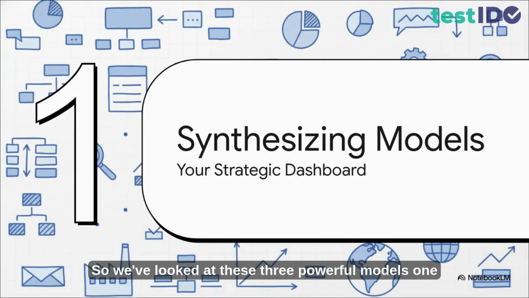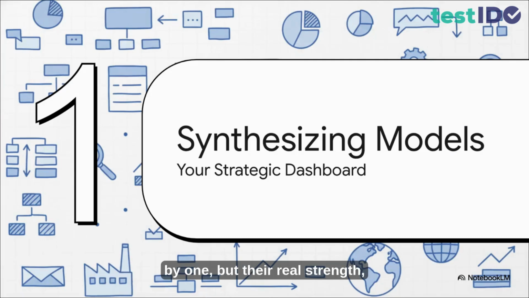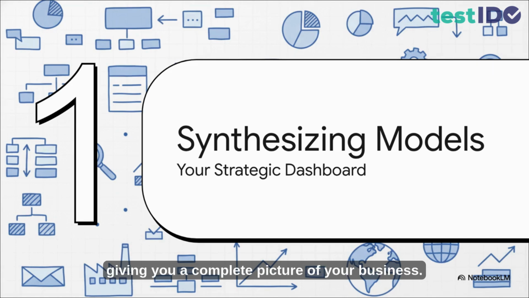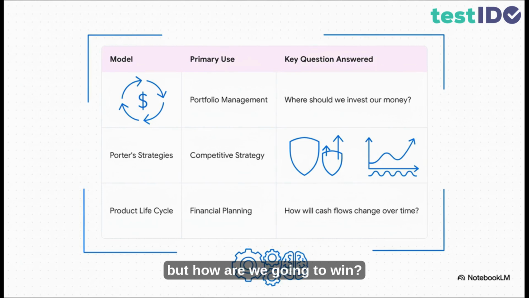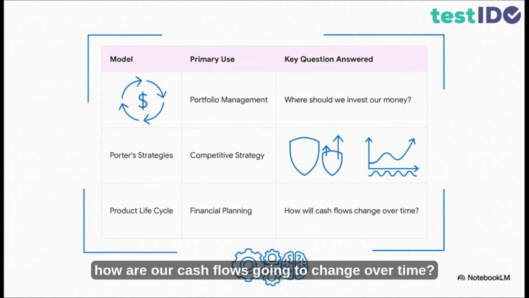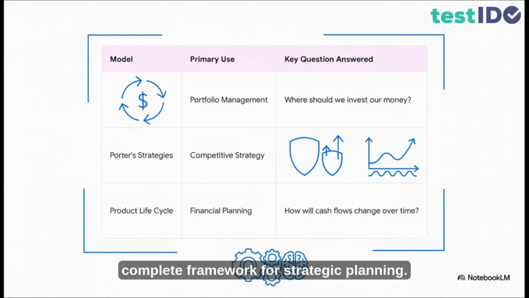So, we've looked at these three powerful models one by one, but their real strength, what makes them so useful in the real world, is how you use them together. You can think of them as a strategic dashboard, giving you a complete picture of your business. This table here is your ultimate study guide. You use the BCG matrix to answer, where should we invest our money? You use Porter's strategies to answer, okay, but how are we going to win? And you use the product lifecycle to answer, how are our cash flows going to change over time? Together, they give you this really robust, complete framework for strategic planning.